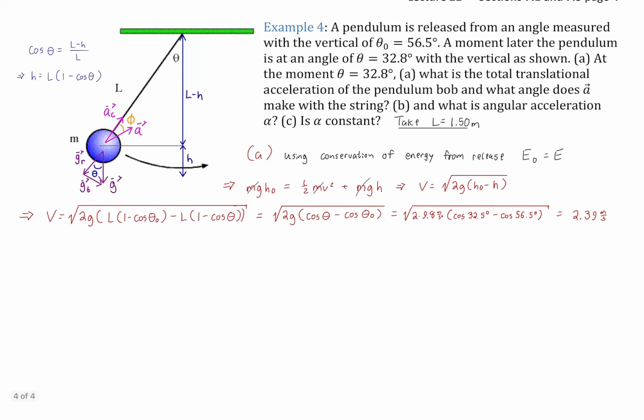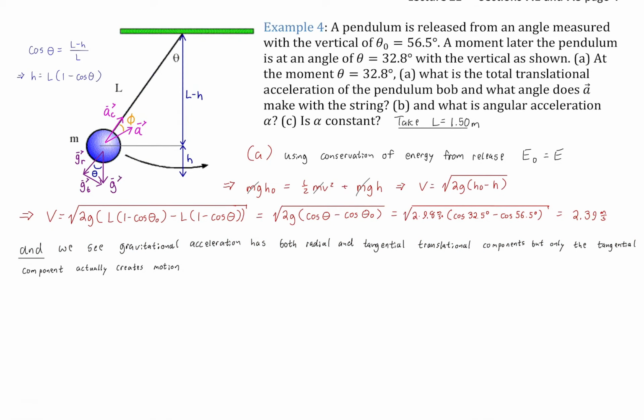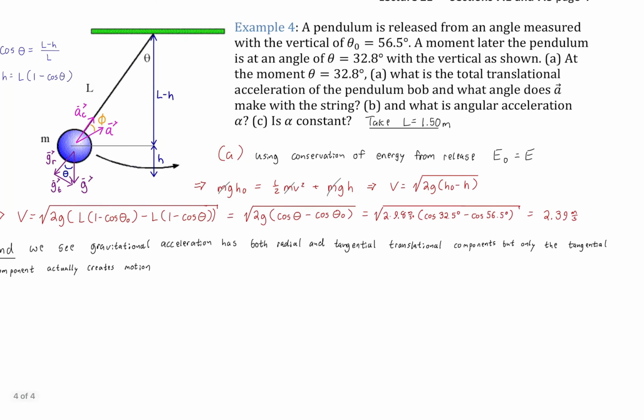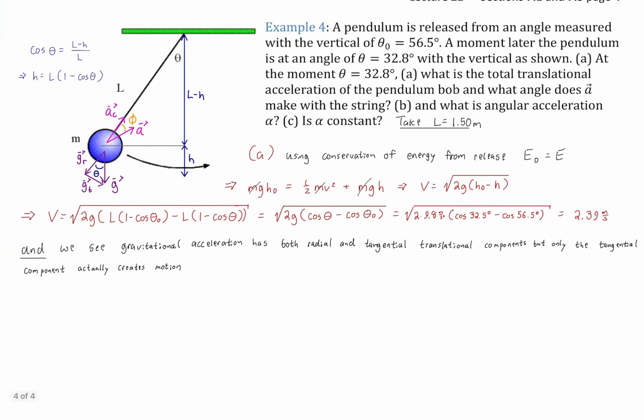Okay, so moving on, we're then going to use that v and gravity to find what was asked for, which is the total translational acceleration. But let's make a point here. We see the gravitational acceleration right there, specifically the one that points straight down, has both radial and tangential components, because our radial and tangential are defined relative to where the ball is at this particular moment in time. But only the tangential component actually creates motion. The radial component doesn't do anything.